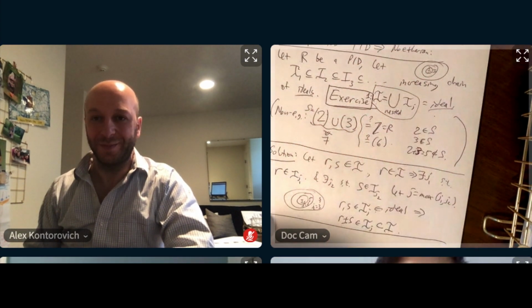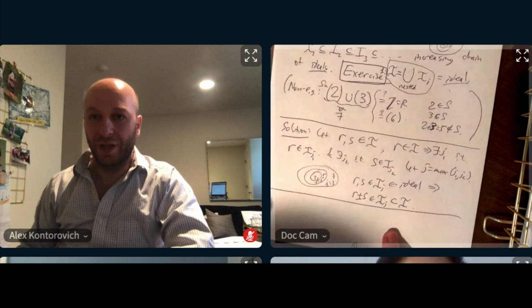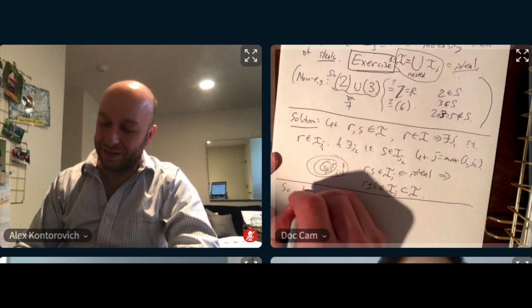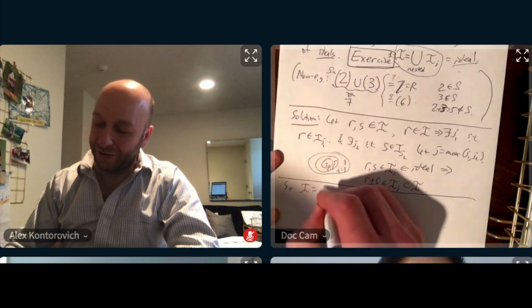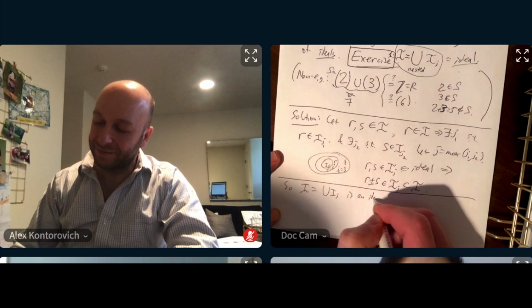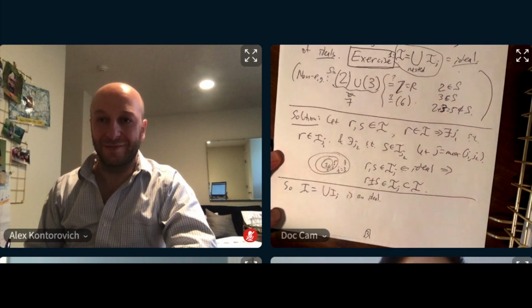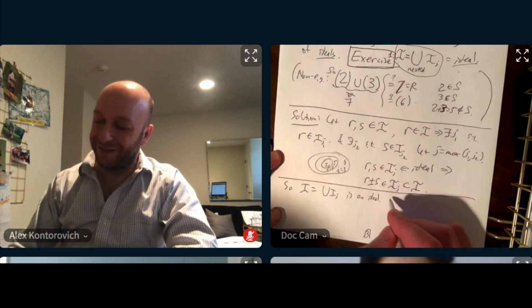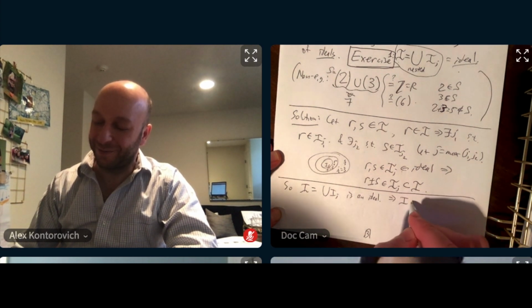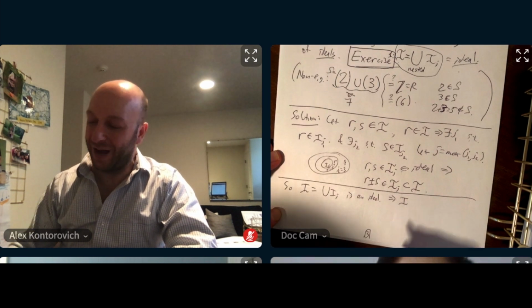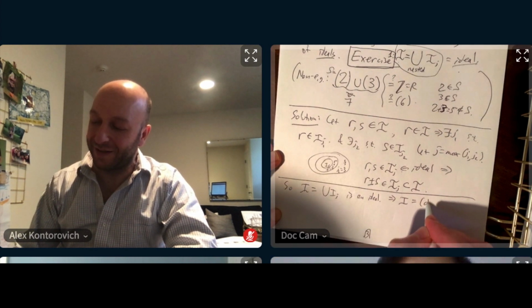Okay? So I is itself an ideal. So this I, which is the union over all of these I sub j's, is an ideal. And R is a principal ideal domain. What does that mean? Every single ideal is principal. So I is generated by some element, D.